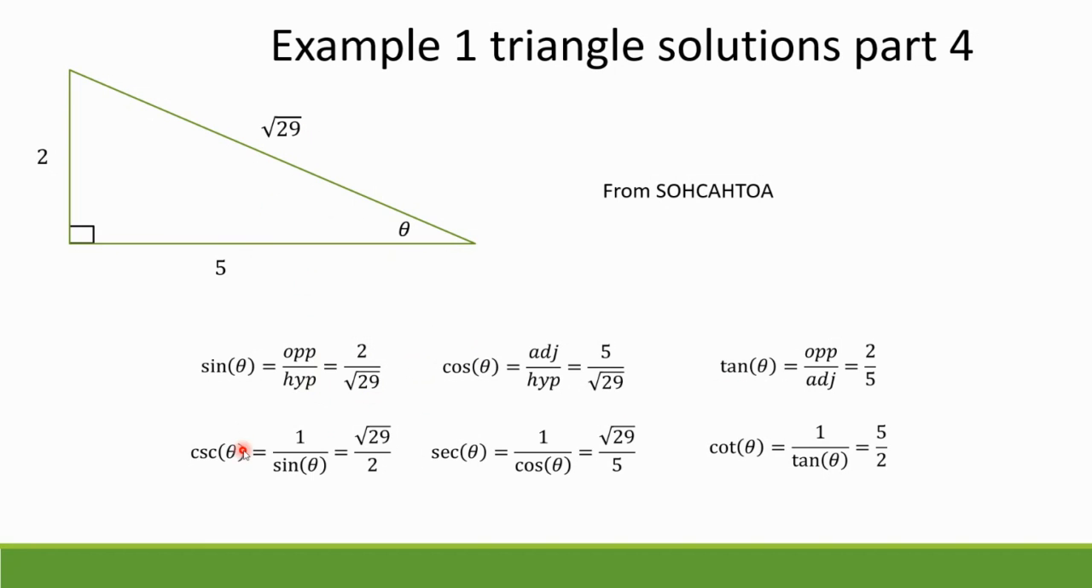Remember, let me just say it quickly because we're running low on time. When you have 1 over sine, you just flip whatever sine is. Sine in this case was 2 over radical 29. You just invert it, so you get radical 29 over 2. And that's what we get here.